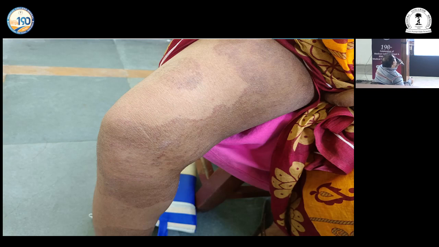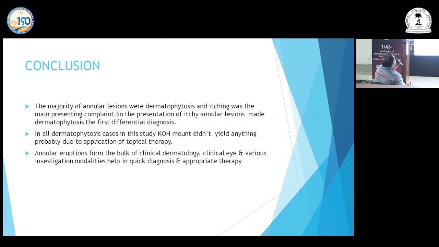In my conclusion, the majority of the annular lesions were dermatophytosis. Itching was the main presenting complaint. So the presentation of itchy annular lesions made dermatophytosis the first differential diagnosis. KOH mount, however, may not yield fungus due to application of over-the-counter topical therapy. Annular eruptions form the bulk of clinical dermatology. A good clinical eye and appropriate investigations shall help in quick diagnosis and appropriate institution of therapy.